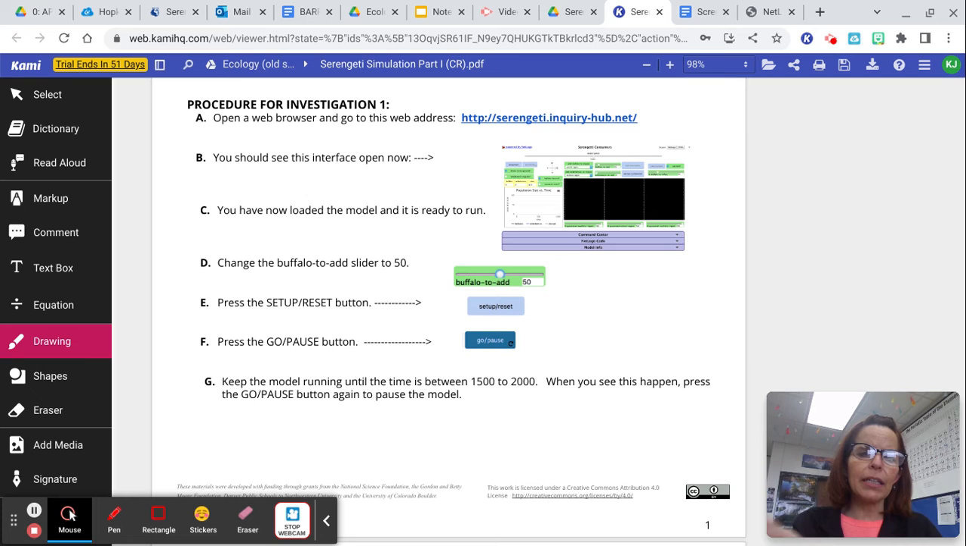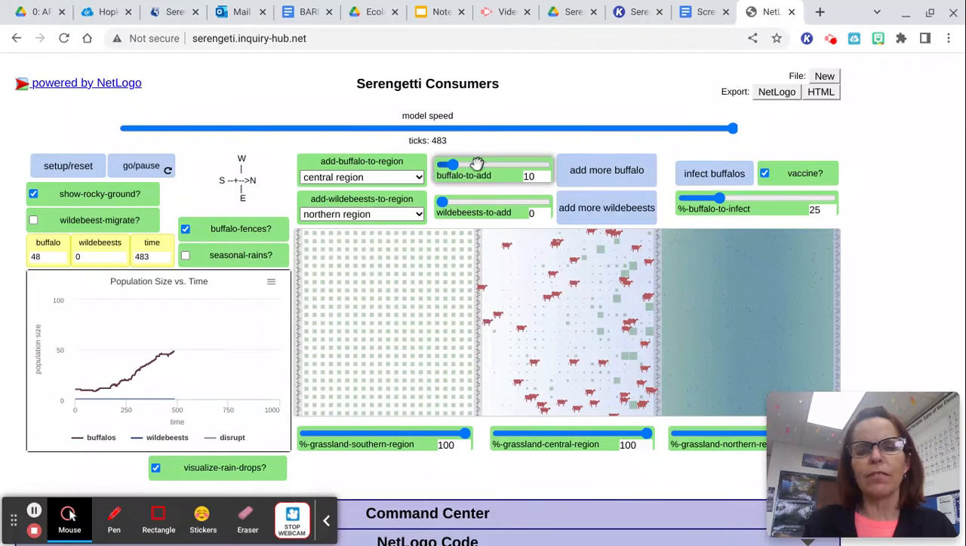And it says, B, you should see this interface. We already did. You now have loaded the model and it's ready to run. Change the buffalo to add slider to 50. So let's make that.